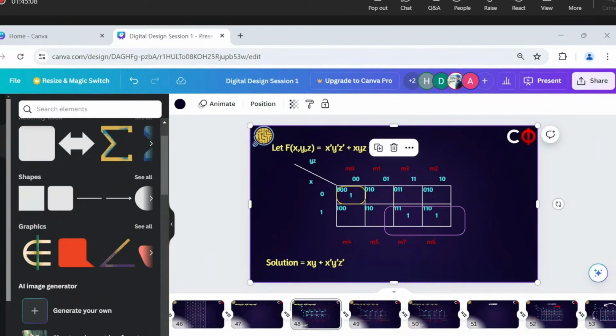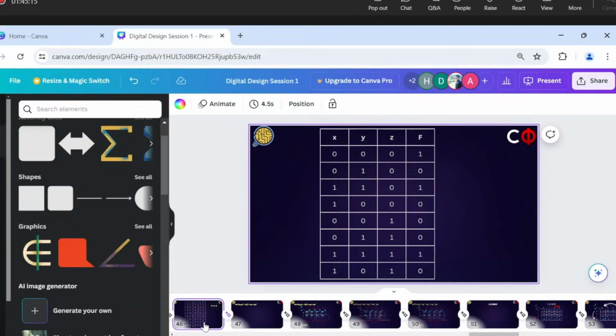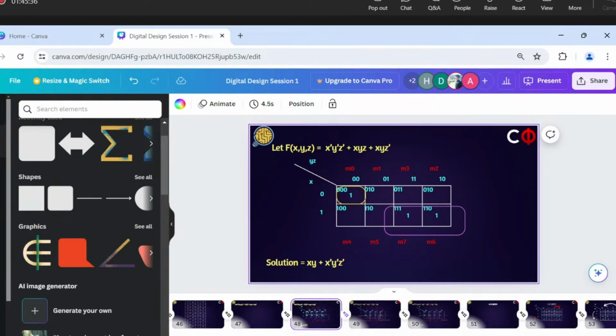In POS form, instead of writing this function as some AND function of X, Y, Z, you will write it in the plus form, like some X plus Y plus Z type. You have to ensure that each term is 0, because it will be a max term type, so it is active low. So each term has to be 0, and finally you will AND everything together. Is this clear?